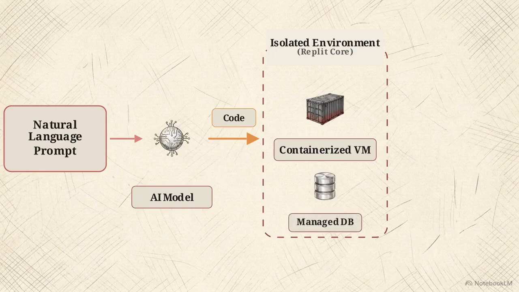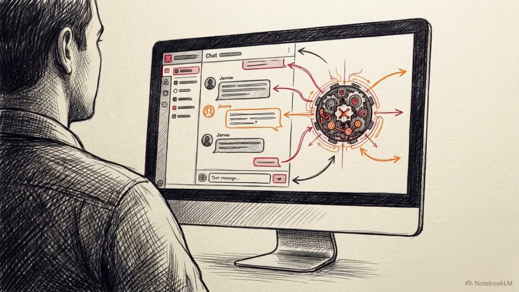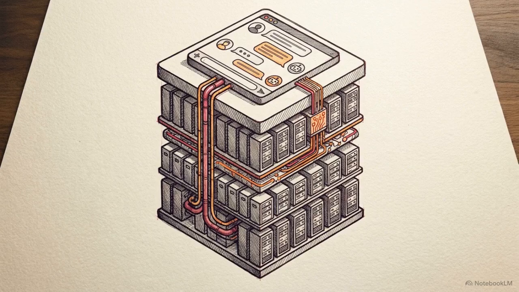Finally, an automated pipeline moves the code from the workspace to a live state, handling all the backend DevOps work that usually requires manual configuration. While the user only sees a chat interface, the system is managing a highly complex infrastructure of virtual machines and automated deployment pipelines in the background.